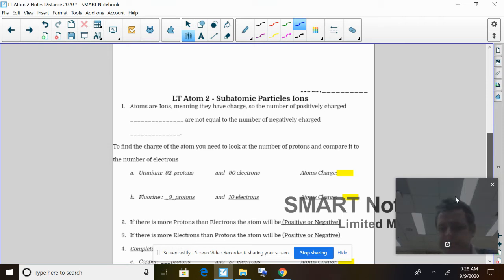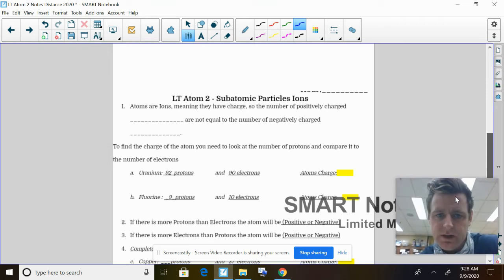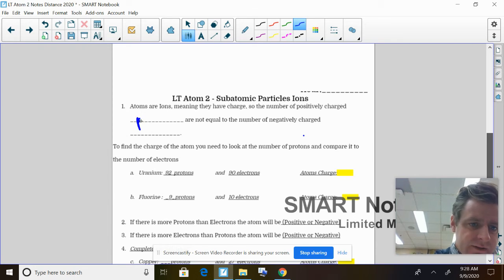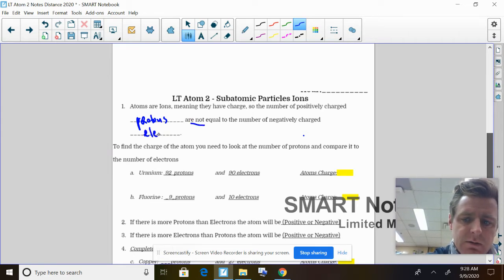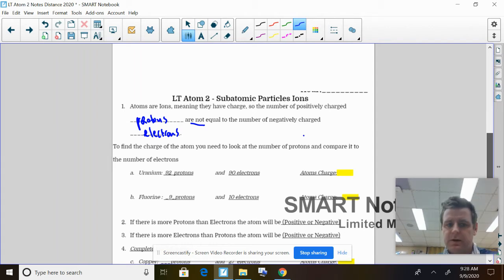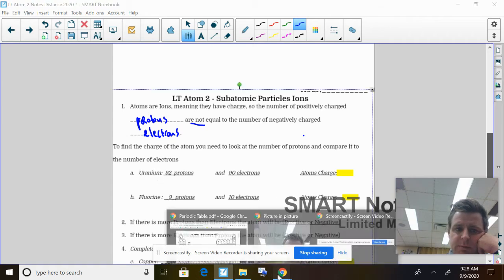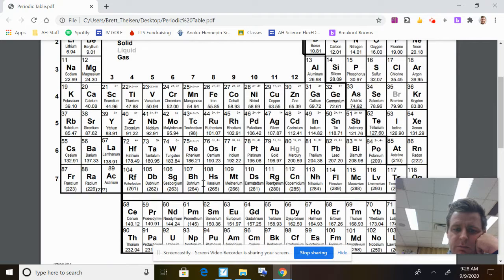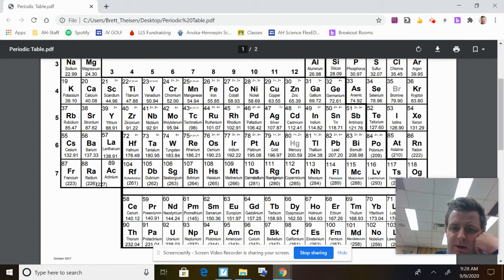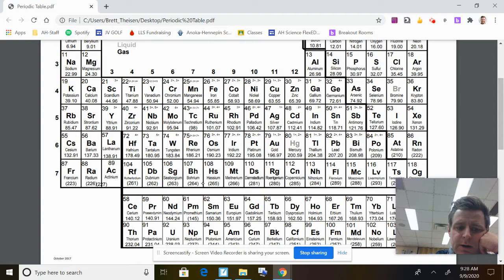If you go to your worksheet, all right, if you go to your worksheet here, atoms are ions, meaning they have charge. So the number of positively charged protons are not equal to the negatively charged electrons. All right. So let's just take this for example. You have 92 protons. Uranium has 92 protons. All right. You can always find the number of protons, remember, with the atomic number. Uranium right here always has 92.